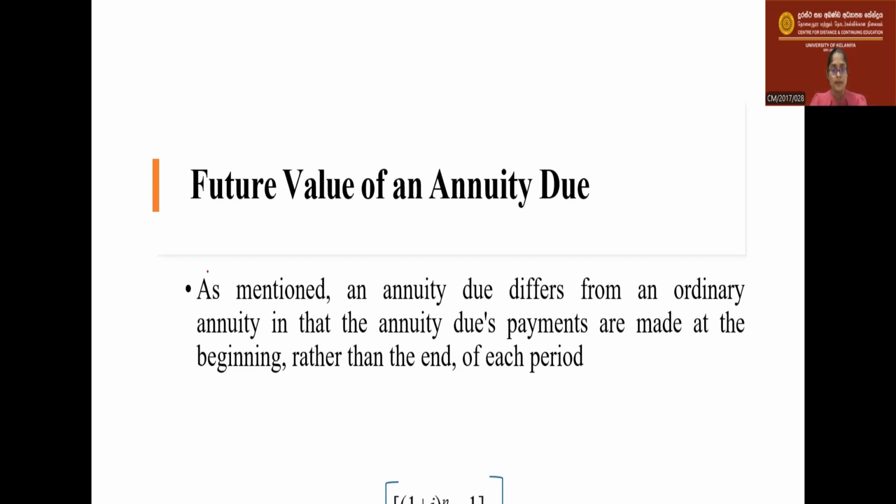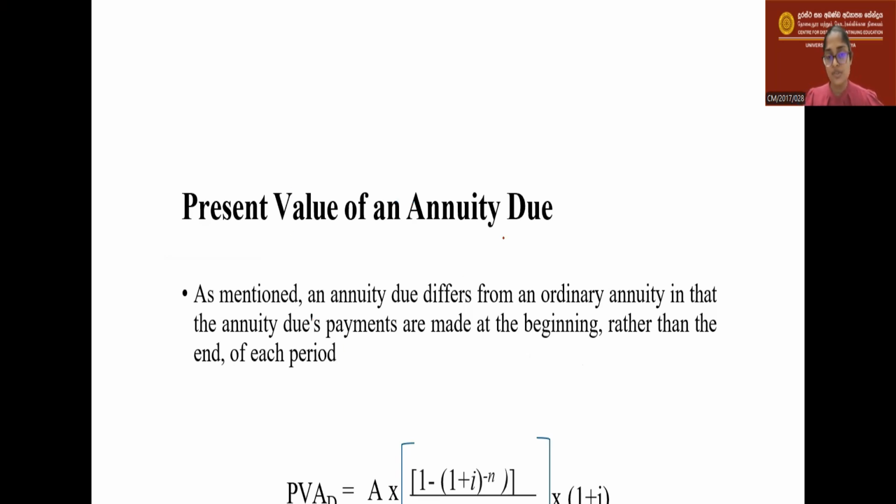Therefore, as mentioned, an annuity due differs from an ordinary annuity in that the annuity due's payments or receipts are made at the beginning rather than the end of each period. That is the difference. In the ordinary annuity, it's at the end, but in the annuity due, it's at the beginning of each period. Present value uses the same formula as the present value of an ordinary annuity, but with a little adjustment of 1 plus i.